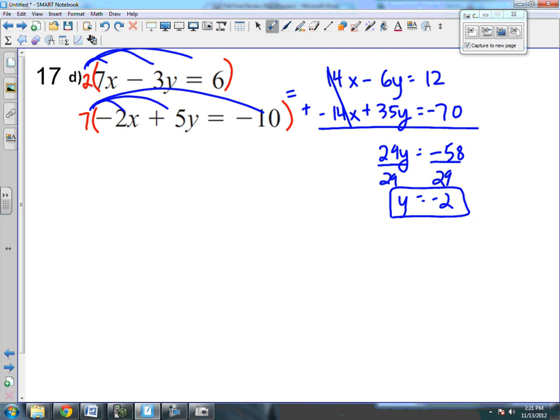So I got one of my two variables, and at this point I was asking, am I done? Everybody says no, and the reason is because I need to find x, because the system has two solutions, x and y. So now you can come back to either of the equations. I can come back to the original ones. I can come back to the ones that I made, but I'm going to come back to this one just because it's closest, and plug in negative 2 for y and solve for x. And that is my last step in solving this system.